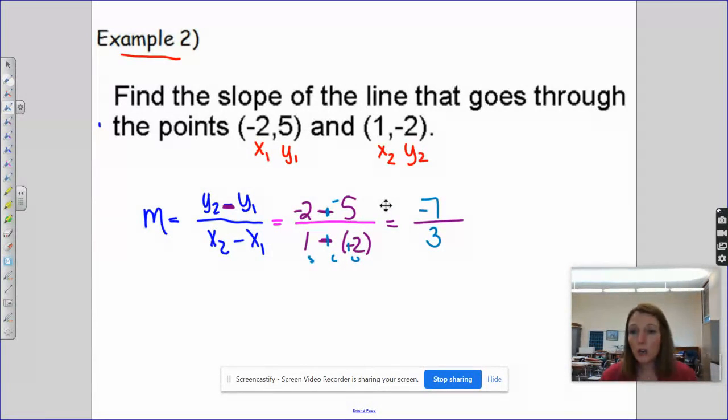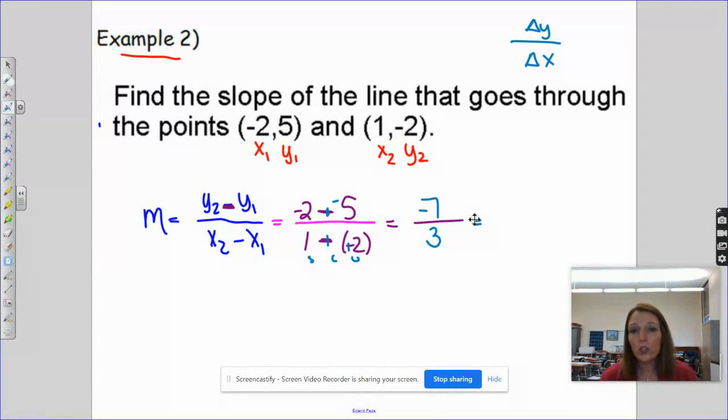So generally, remember we said that we wanted the slope to be a fraction. We don't want to change it to a mixed number because we talked about how the slope was the change in the y direction over the change in the x direction. So visually, I want to be able to see how much this line is changing in the y direction and how much it is changing in the x direction.